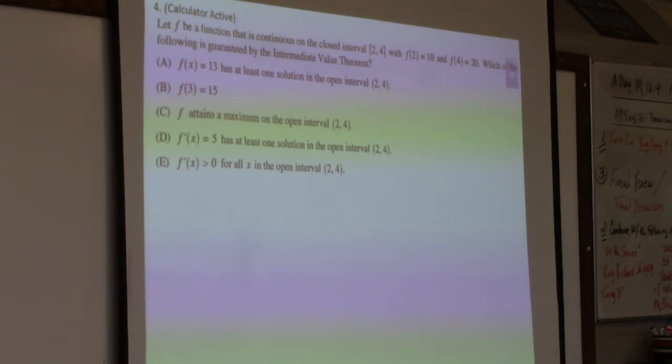All right, number 4, let f be a function that is continuous on the closed interval with f of 2 equaling 10, f of 4 equaling 20. Which of the following is guaranteed by the intermediate value theorem? I want you guys to read through that and give that one a try.